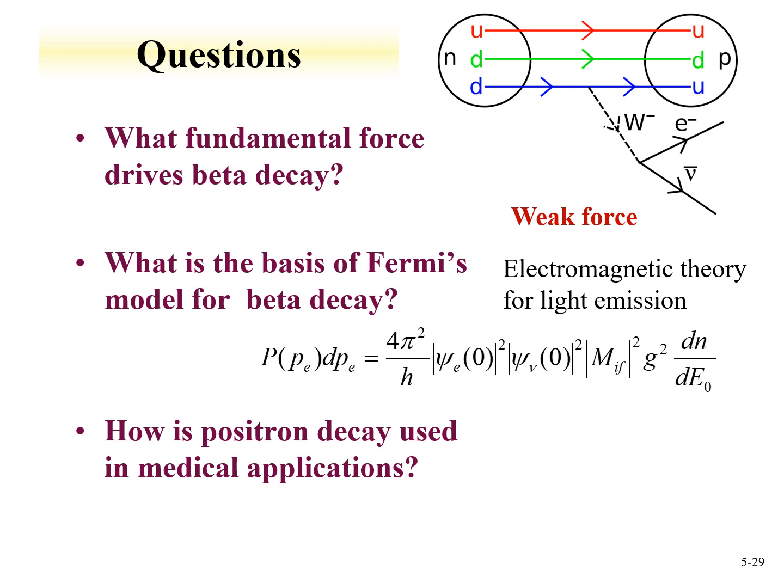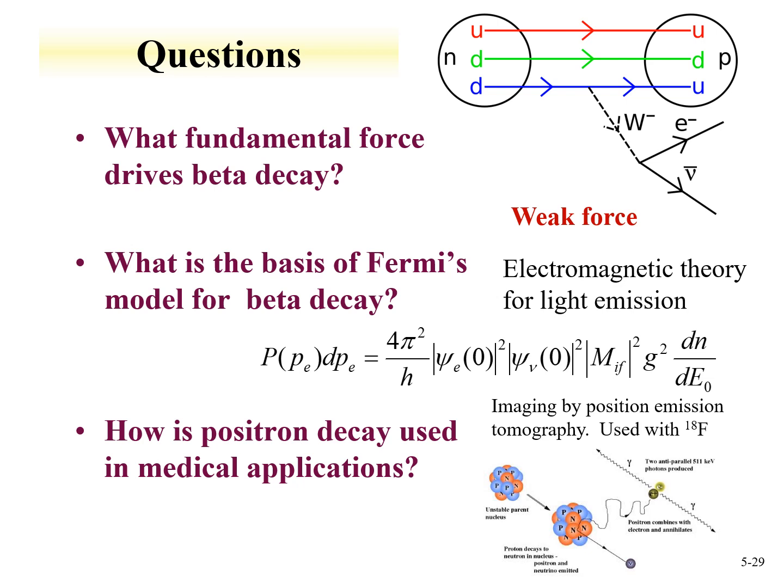A final question is about some applications of beta decay. How is positron decay used in medical applications? It's used in imaging by positron emission tomography. For example, fluorine-18 is used. When a positron is produced, it is antimatter, and when it collides with electron matter, it creates two gamma particles 180 degrees away from each other. The energy of each gamma is related to the mass of the electron and the positron, so it's 511 keV.